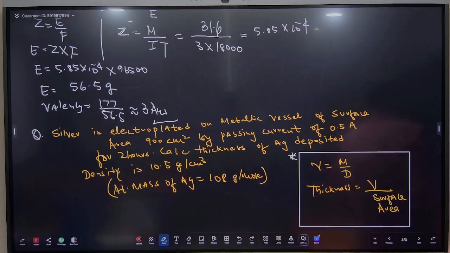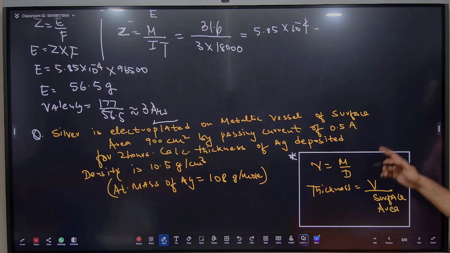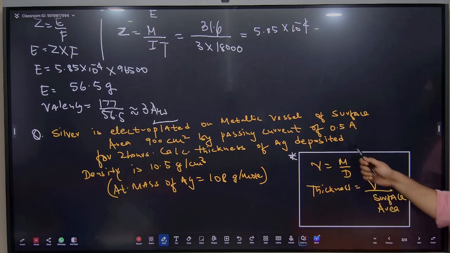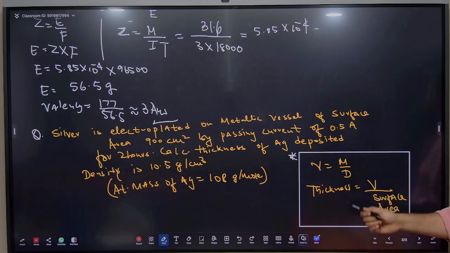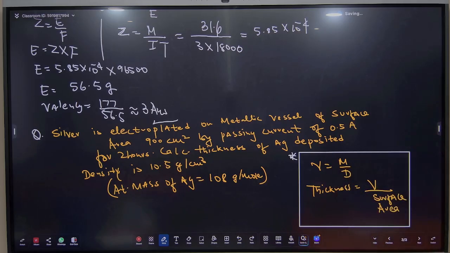Whenever such a question comes, they ask about thickness. Remember, first you have to obtain volume using mass and density. So first calculate the mass deposited, then use the density to find the volume. Once you obtain the volume, you can calculate the thickness by volume by surface area. Take a note of this and you will be able to solve this.